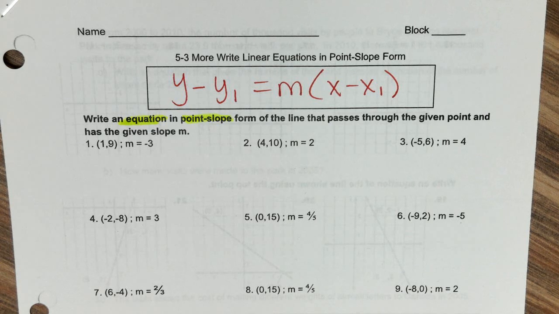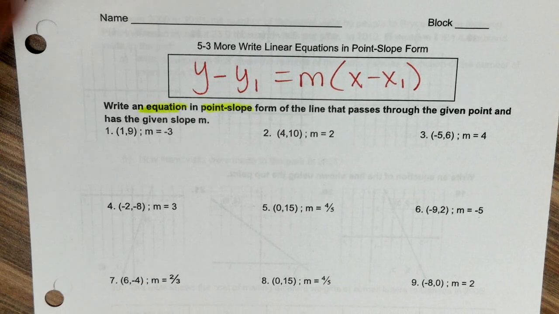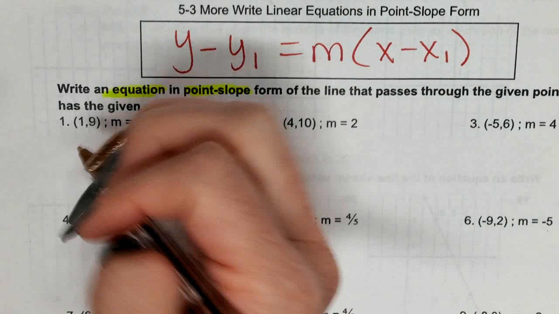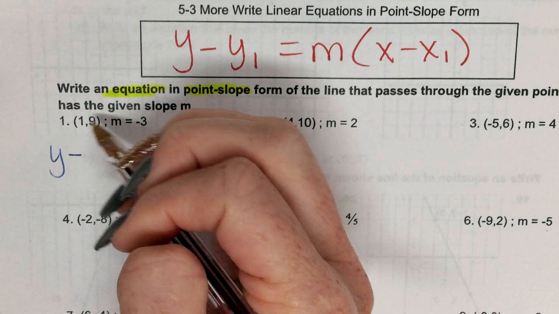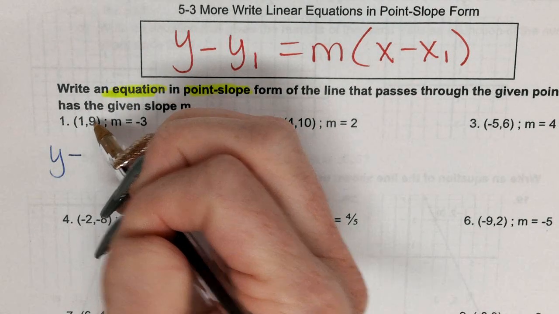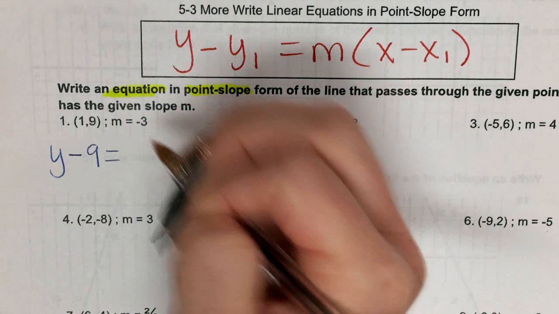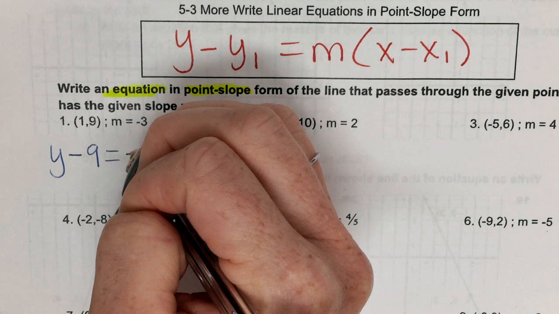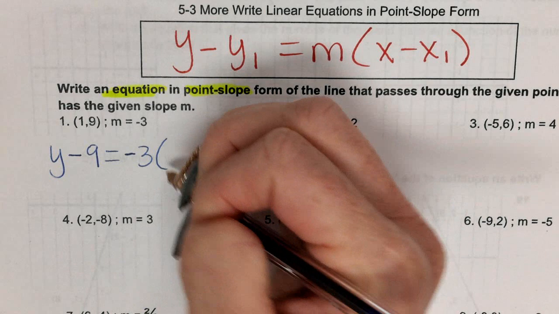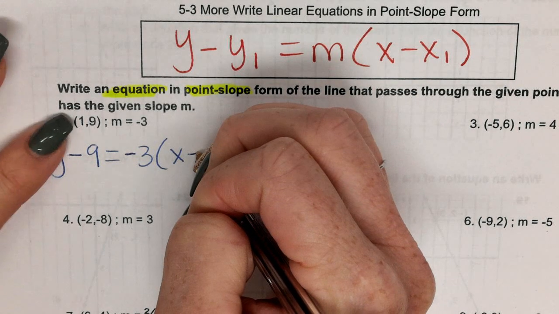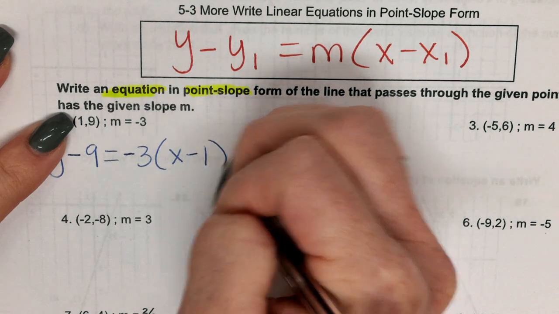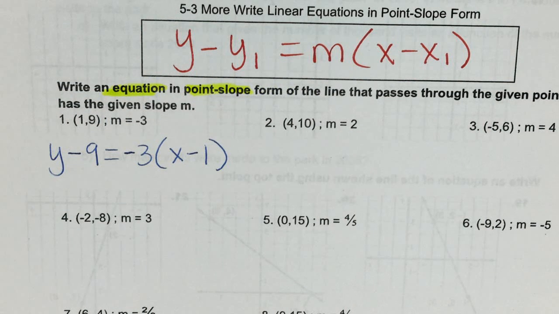All right, so I'm going to do number 1 with you. I have y minus my y value, which is 9, equals m, negative 3, open parentheses, x minus, what's my x value? Good. Are there any double negatives that I need to fix? Is everybody listening? Do not leave double negatives on it, okay?